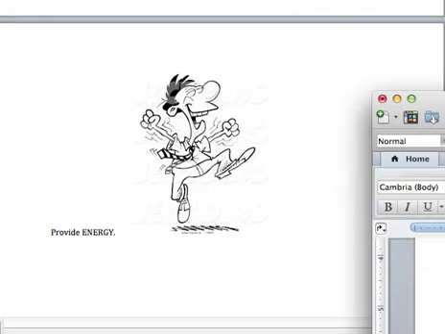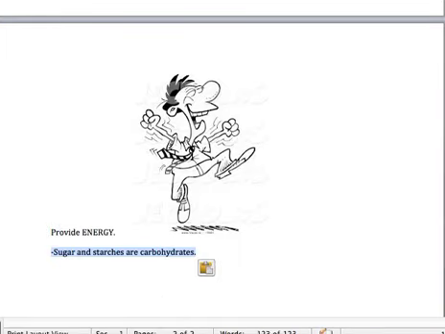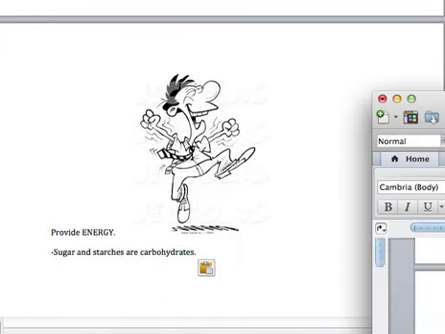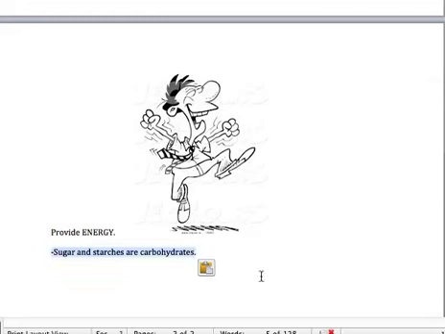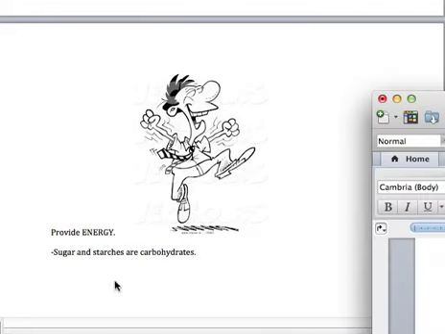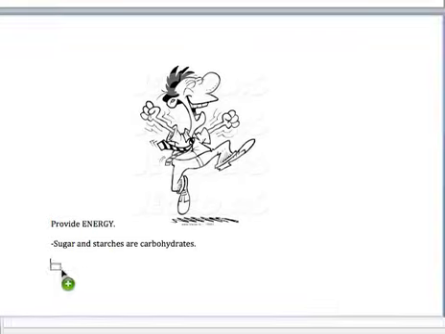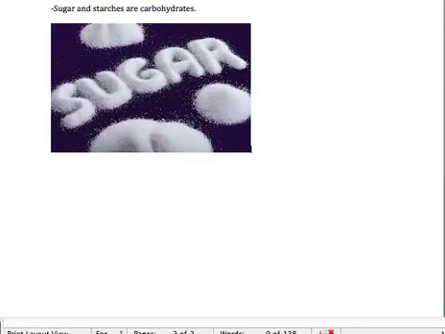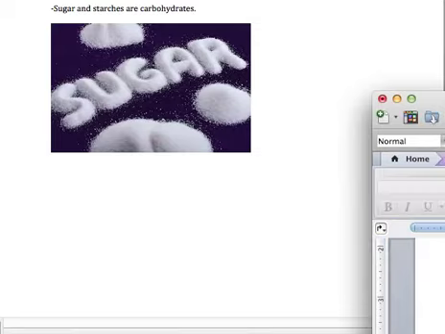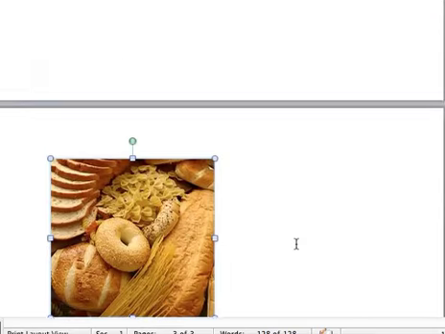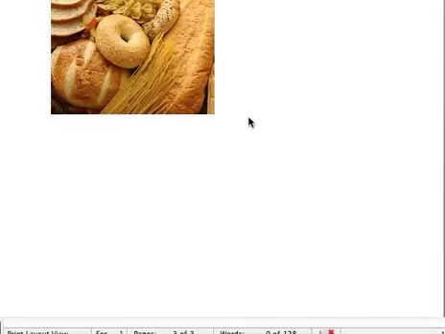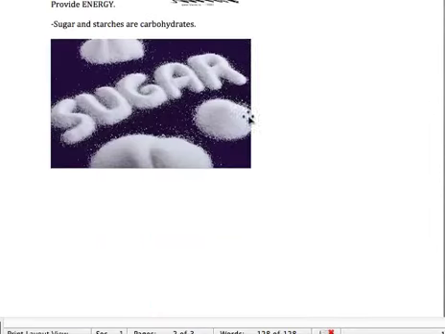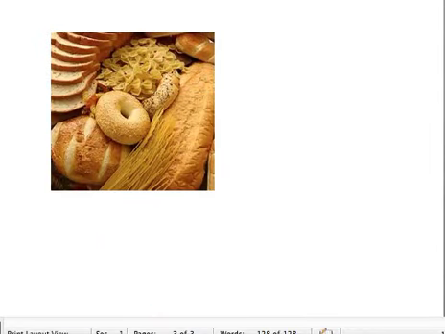Examples of carbohydrates are sugars and starches. Those are both examples of carbohydrates. So I've got a little picture. I have some delicious sweet sugar, and I have a picture of some bread and pasta and some carbohydrates. Those are both examples of carbohydrates, starches and sugar.